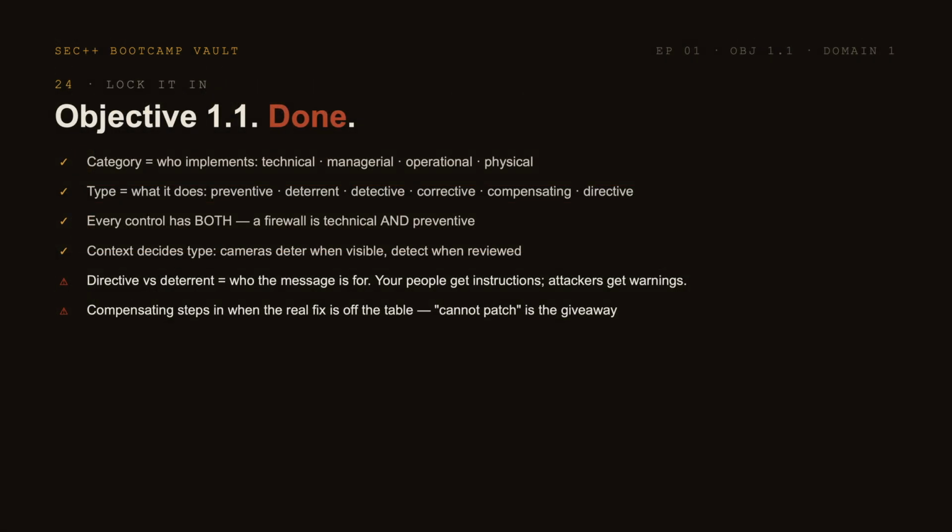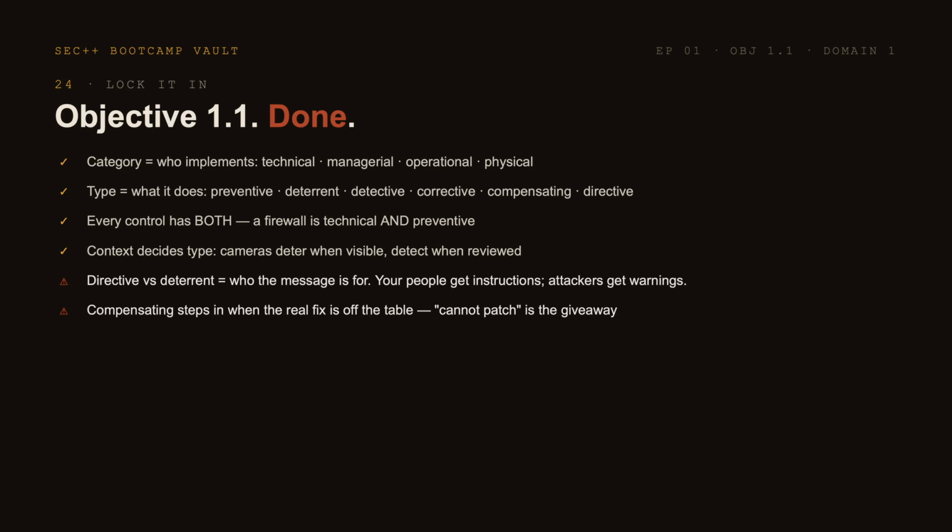Let us lock it in. Categories answer who makes the control happen. Technical is machines. Managerial is decisions and paperwork. Operational is people doing the work. Physical is the real world. Types answer what the control does. Preventive blocks. Deterrent scares off. Detective catches. Corrective cleans up. Compensating fills in. Directive gives instructions. Every control has one of each, and how it is being used decides the type.